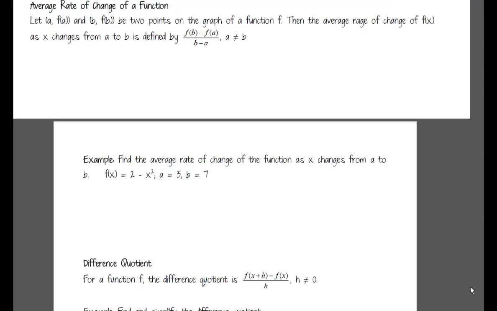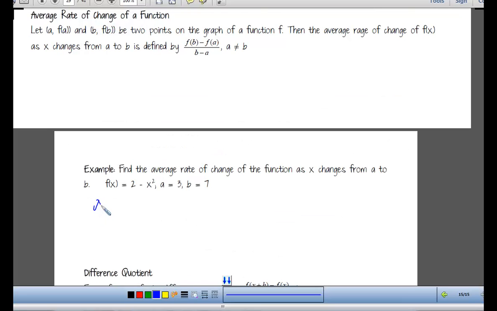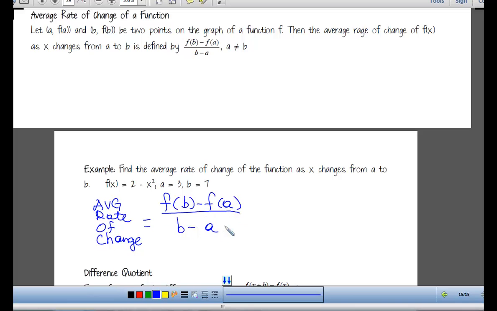Find the average rate of change of the function as x changes from a to b. We're looking at f of x equals 2 minus x squared, a is equal to 3, b equals 7. I'll write out the formula for average rate of change, which is f of b minus f of a all over b minus a.